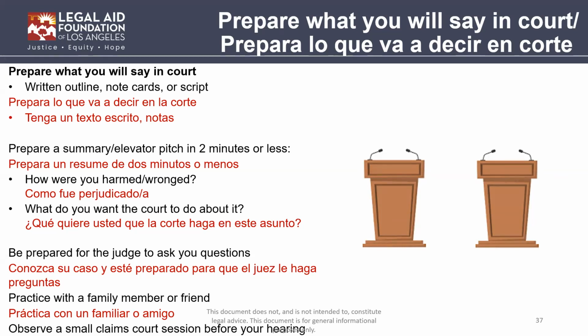Other tips for preparing for your hearing: as you're getting ready, be prepared that the judge might interrupt you and ask you questions while you're speaking. Try to anticipate some of those questions and make sure you're prepared to answer them. Practice with a family member or friend so that you're not saying all this out loud for the first time when you're getting to court that day. And lastly, you can observe a small claims court session before your hearing. Small claims court hearings are open to the public, so you can go to court any day before your hearing and just observe and get a sense for what the judge is like and what you can expect in your hearing that day.